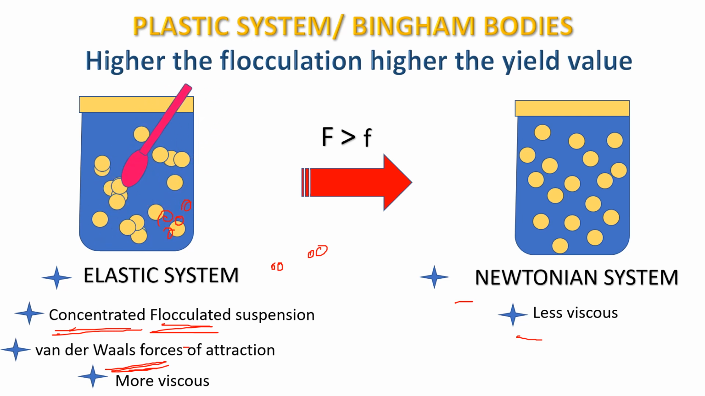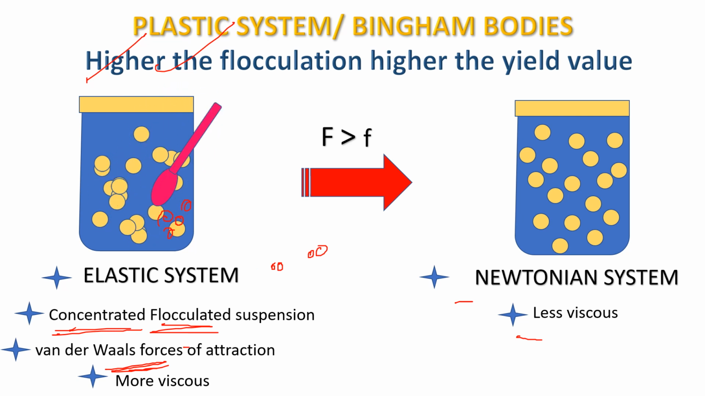Plastic systems are called Bingham bodies. It depends on the concept called yield value. Below the yield value, it will be elastic. Above the yield value, it will be a Newtonian system. Below the yield value, it will have van der Waals force and more viscosity compared to above the yield value, where it will have less viscosity. Yes, do not forget this point. A very important point that you have to consider: the higher the flocculation, the higher the yield value.